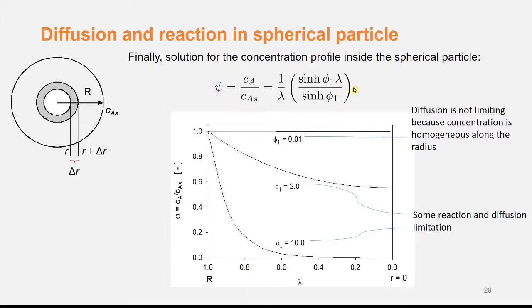This is the expression that we derived, which gives the concentration of A at every point r in the catalyst pellet. Note that lambda is small r divided by big R. Therefore, we can calculate the rate of reaction of A at every point, and this is what we need to work out the overall rate of reaction, or how much A is consumed over the whole catalyst particle.